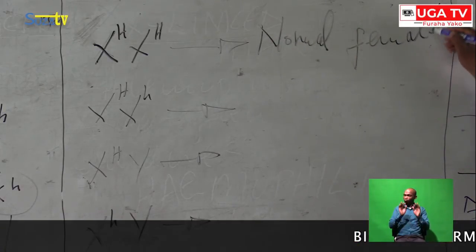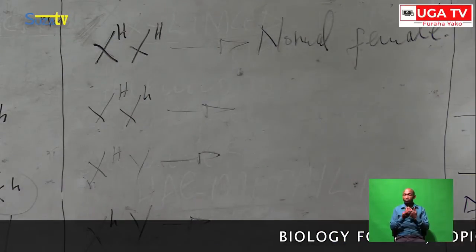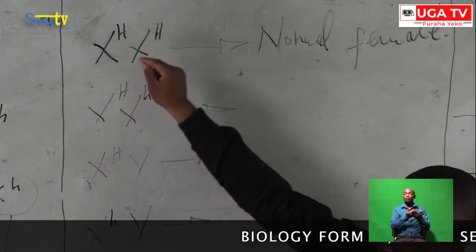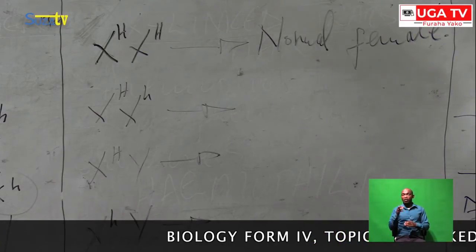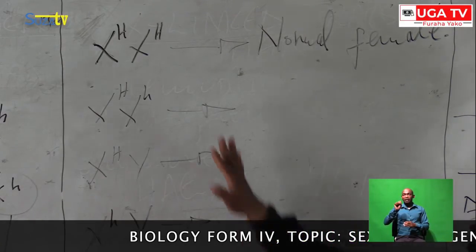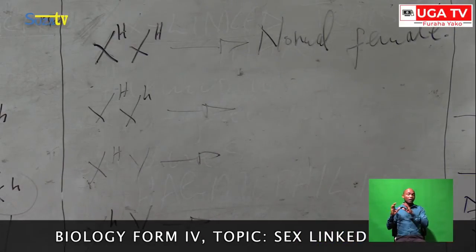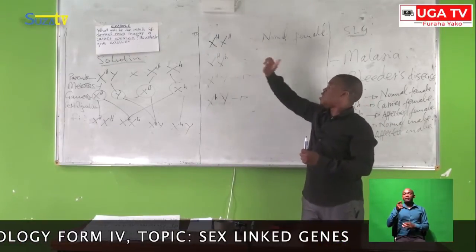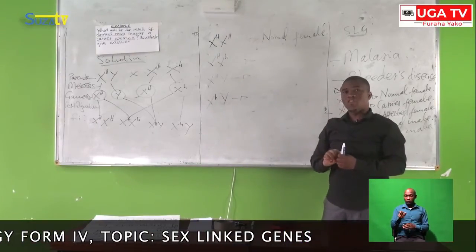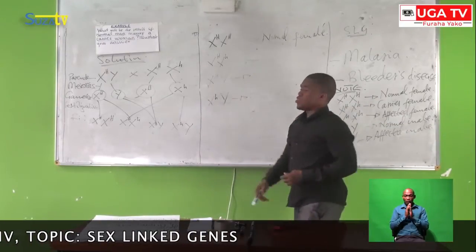Good. Why is she normal? Because she doesn't carry any kind of recessive gene on the X chromosome. All genes carried on the X chromosome are dominant. So that's why we say the state of this person is normal. Good. Clap one. Thank you very much.